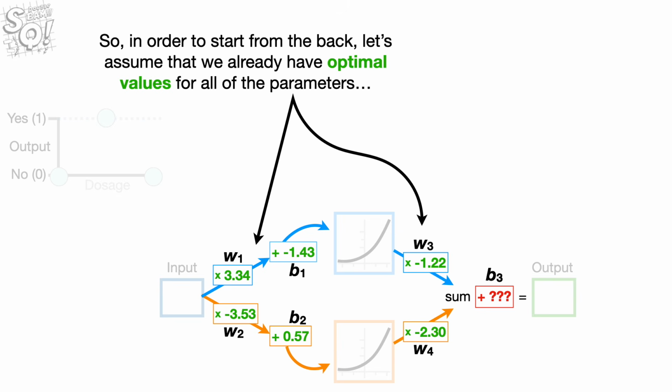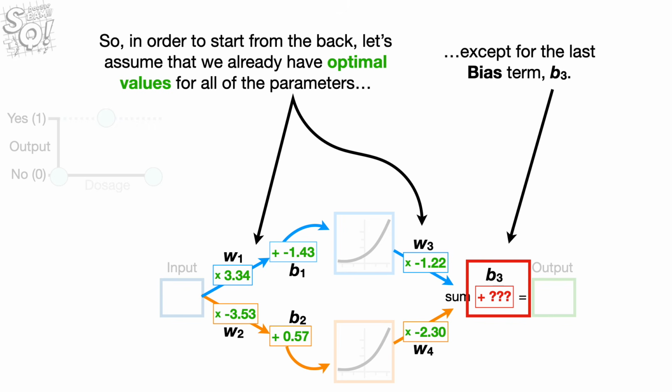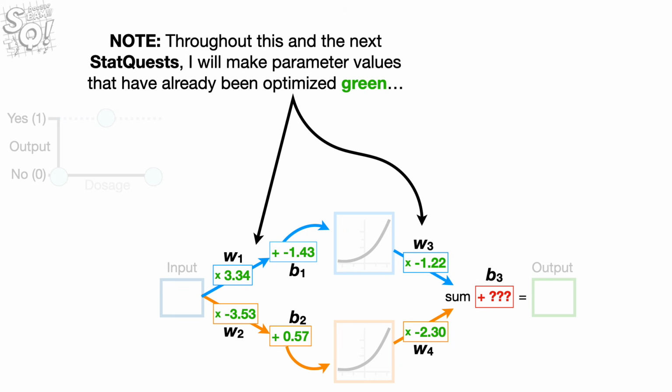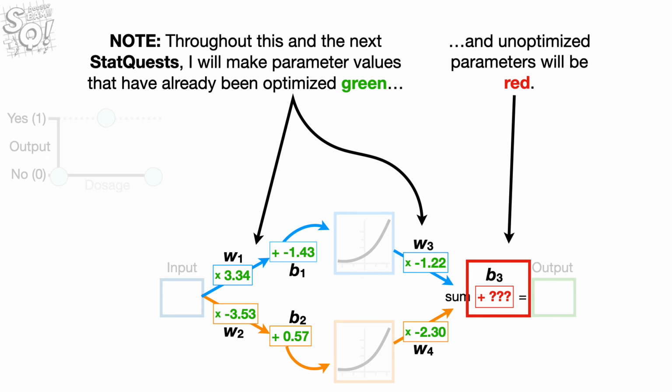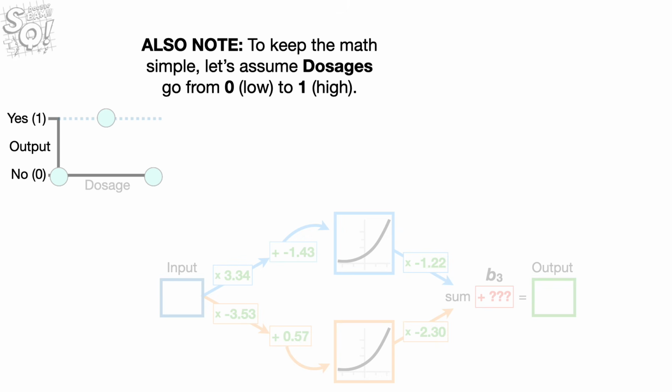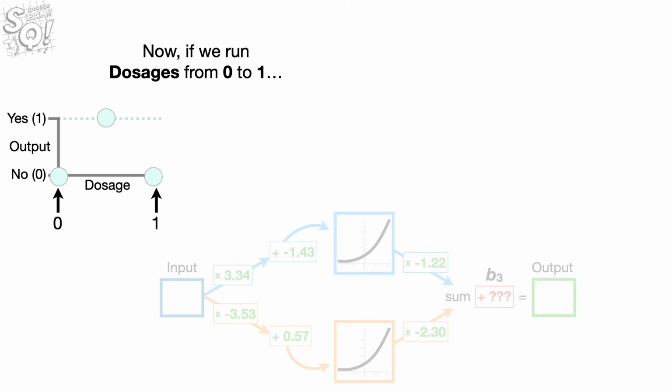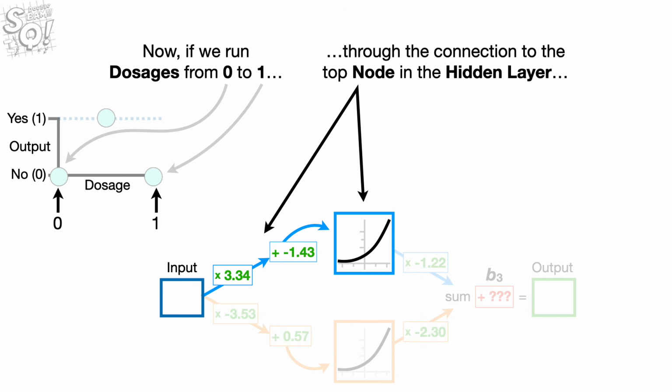So, in order to start from the back, let's assume that we already have optimal values for all of the parameters except for the last bias term, B sub 3. Note, throughout this and the next StatQuests, I'll make the parameter values that have already been optimized green, and unoptimized parameters will be red. Also note, to keep the math simple, let's assume dosages go from 0 for low to 1 for high.